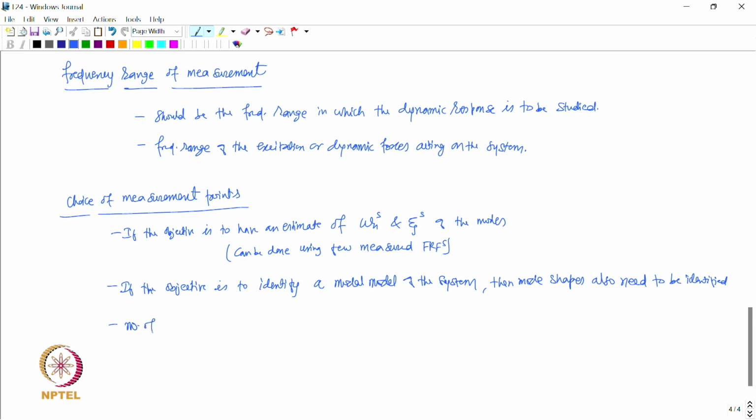Number of measurement points should be enough so that spatial aliasing of the mode shapes is avoided.